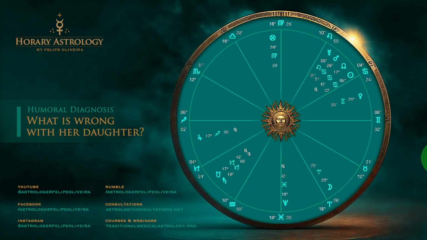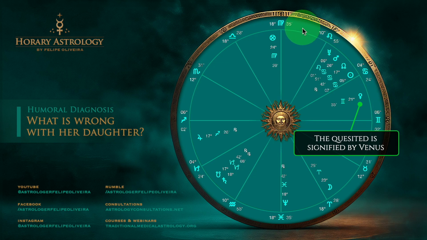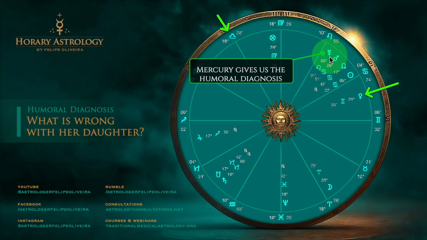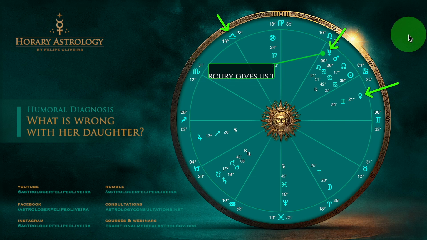The quesited is signified by the ruler of the turned 5th house from the 7th house, the partner's daughter. So she is signified by Venus. Venus is in Gemini. Its dispositor, Mercury, gives us two crucial pieces of information. It shows us the type of humoral imbalance that is the cause of her symptoms, along with its degree and mode, and it shows us the main organ or system that is afflicted. Venus itself tells us that her Venus function is off balance too.